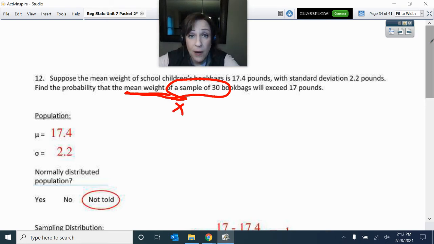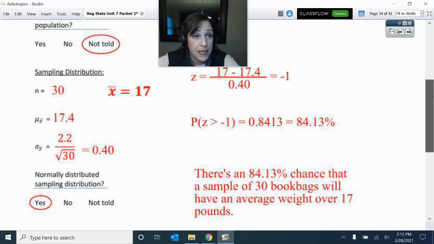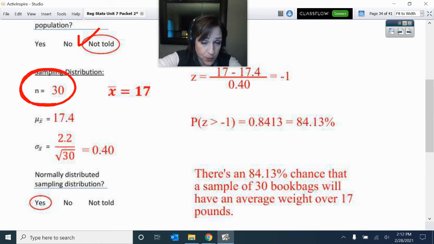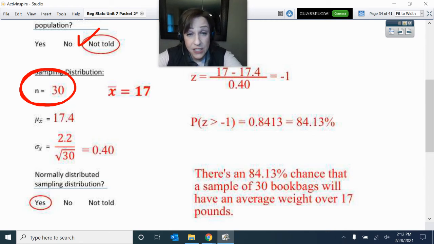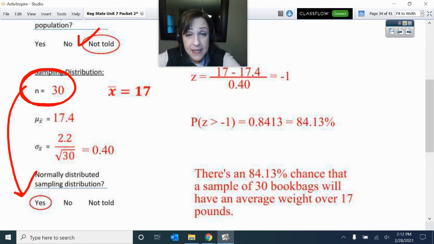So that's why we come down here. Because we are not told about the population, but we have a sample mean from a sample that is 30 or greater, that will turn this into a yes. That allows us to do our normal model math. The mean is going to be centered in the same place. But see, here's that formula. That standard deviation is the standard deviation from up above divided by the square root of n.